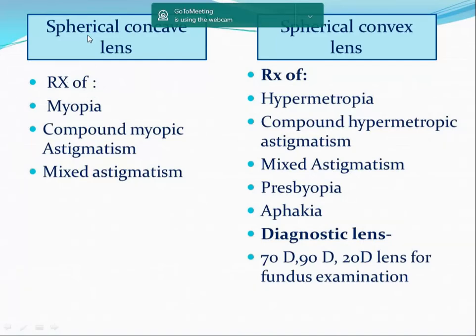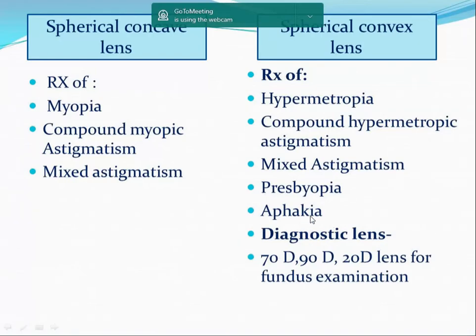So where are spherical concave lenses used? They are used in the treatment of myopia, compound myopic astigmatism, and also in the treatment of mixed astigmatism. Then where are the spherical convex lenses used? They are used in the treatment of hypermetropia, compound hypermetropic astigmatism, mixed astigmatism, presbyopia, and aphakia, because aphakic glasses are always plus 10 glasses.